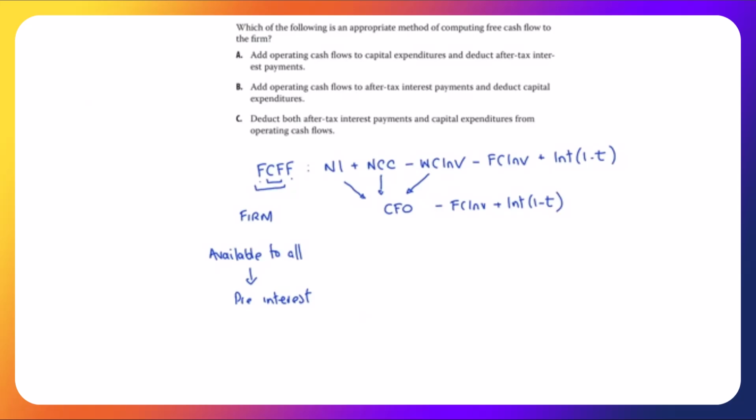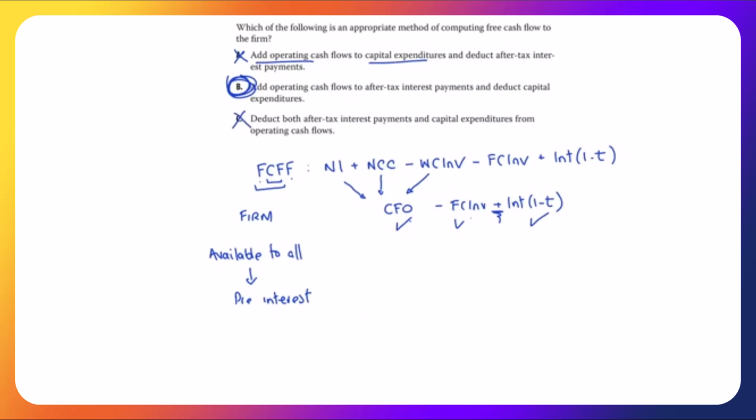Let's see what we've got. A, add operating cash flows to capital expenditures. No, that doesn't work. You have to deduct from CFO. B, add operating cash flows to after-tax interest payments. CFO added to interest. Deduct capital expenditures. B looks like a winner. C, deduct both after-tax interest payments and CapEx from CFO. No, you add interest back, you don't deduct. C is out.